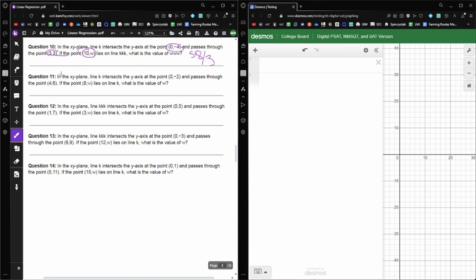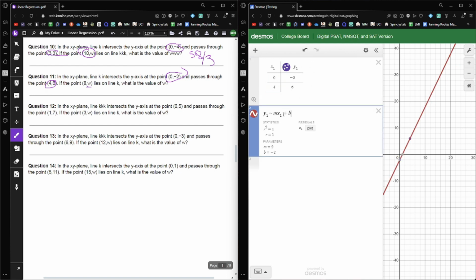Question number 11. In the xy plane, line K intersects the y-axis at the point (0, -2) and passes through the point (4, -6). If the point (8, w) lies on line K, what is the value of w? So we have 2 points, and we're trying to find the y value of this other point. Let's put those 2 points into a table and run the regression. Now we have that. I'm just going to do f of x equals mx plus b, and now f of 8. And we get our answer is 14.